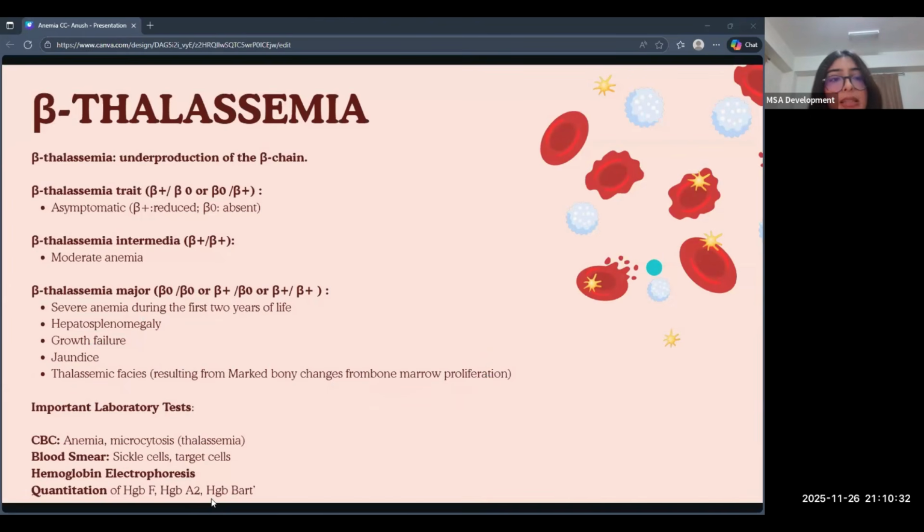Now, what are the important lab tests to run? We do a CBC, and that will show anemia, microcytosis, and thalassemia. We do a blood smear that could show sickle or target cells and so on. And we do hemoglobin electrophoresis so that we can quantify or see what is present. Is it HbA or HbF and so on. We basically want to quantify it.